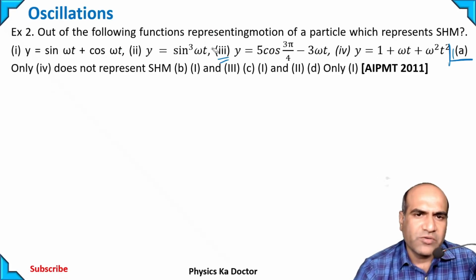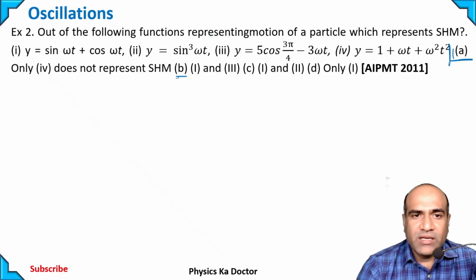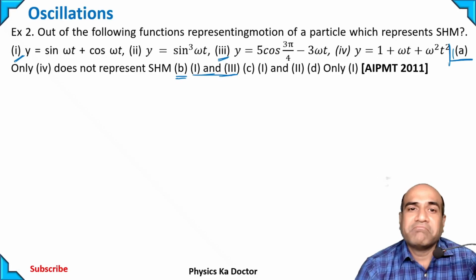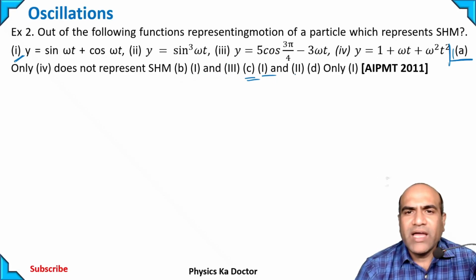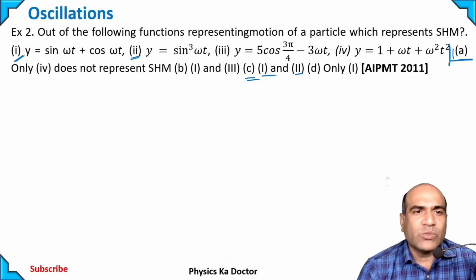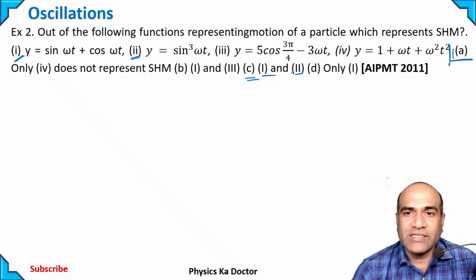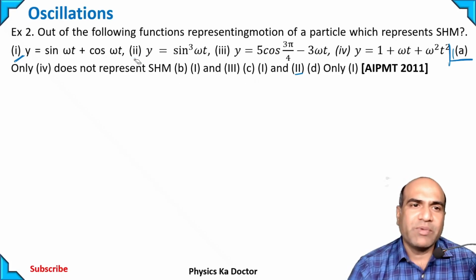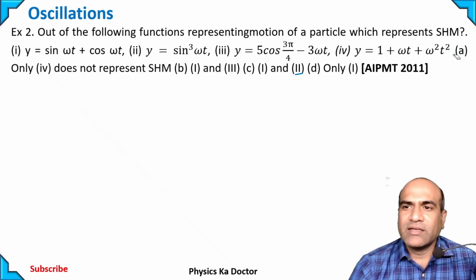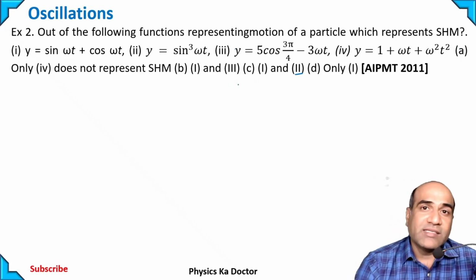All others are having simple harmonic motion, I don't know. B: 2 and 3. Sorry, 1 and 3. 1 and 3, we don't know. C: 1 and 2. 1 and 2, don't know. And D: only 1. Let's see. All India Pre-Medical Test. Before NEET, this kind of examination system was there.